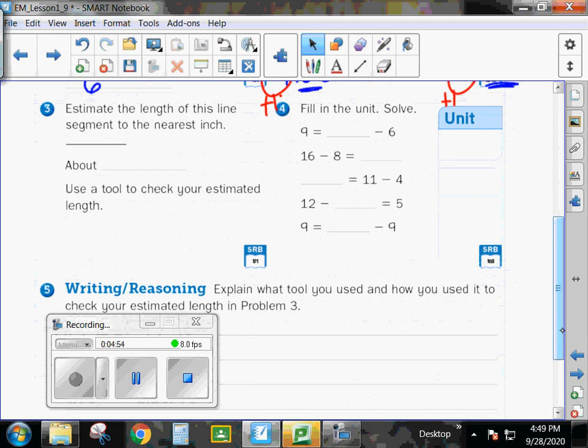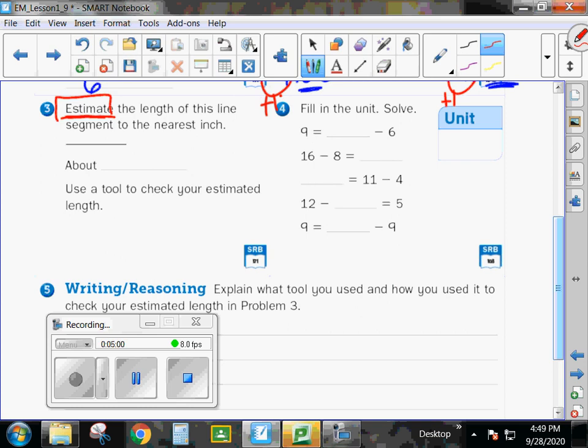Number 3 says to estimate the length of this line segment. Now, estimate means you don't have to get out a tool and measure it exactly. When you're estimating, you're just kind of guessing. So when you look at this line segment, about how long do you think it is? Now, I'm going to use my fingers to help me out.